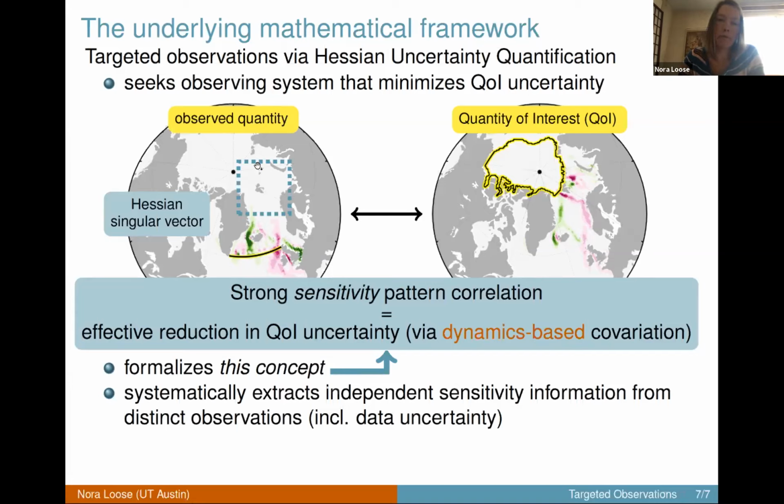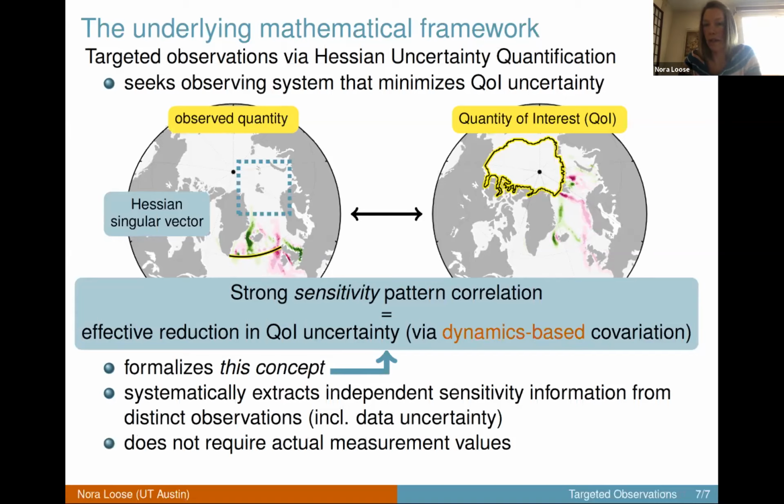So finally, I'd like to emphasize that this method does not require actual measurement values, neither observed nor simulated by a nature run. The only thing it uses is sensitivity information and dynamic space covariation diagnosed from the equations of motion in an ocean model. So what I've shown you here is really a model-based method to support observing system design before putting the instruments in the water.